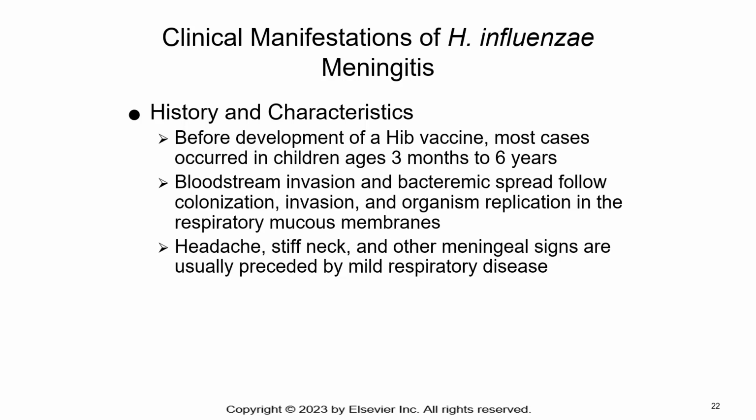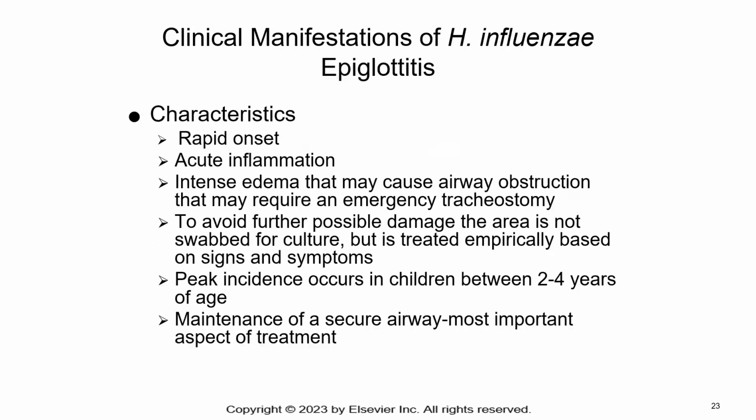Before the development of the HIB vaccine, most cases occurred in children ages 3 months to 6 years. But now we have a vaccine that protects us against this. Bloodstream invasion and bacteremic spread follow colonization, invasion, and organism replication in the respiratory mucous membranes. Headache, stiff neck, and other meningeal signs are usually preceded by mild respiratory disease.